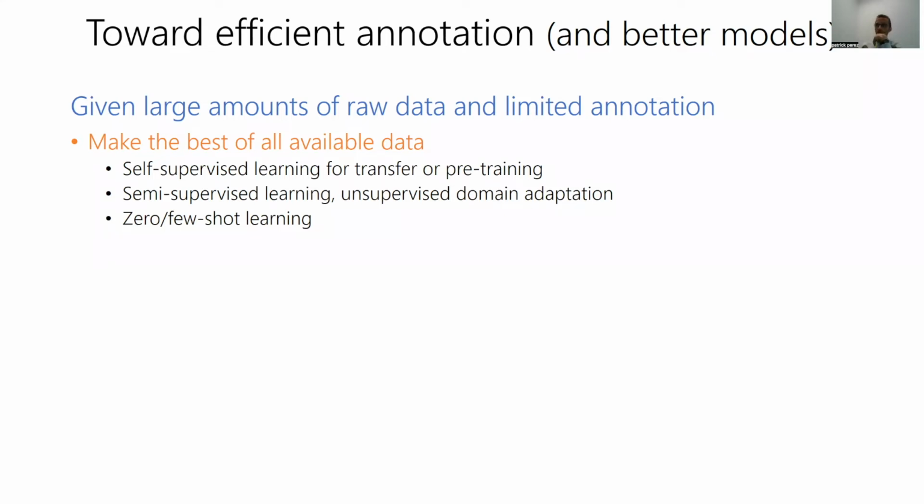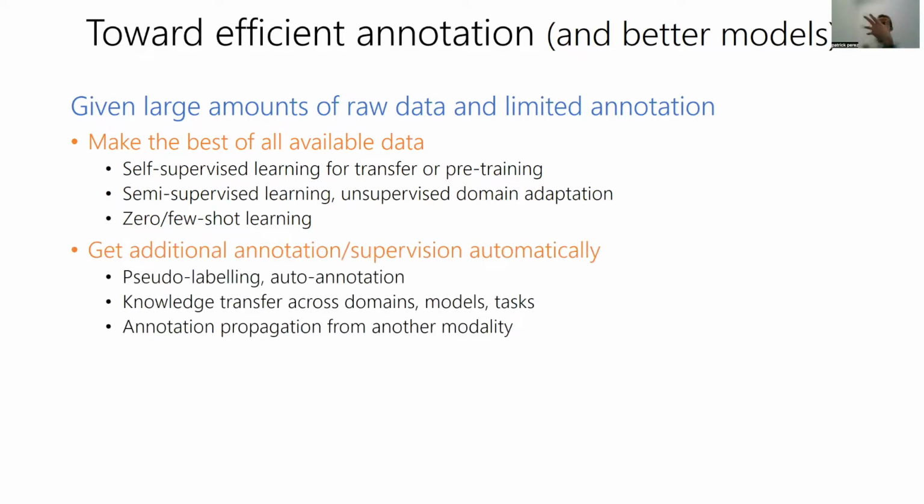You can do semi-supervised learning, which is a mix of annotated and unannotated data. One form of it, which I'm going to illustrate, is domain adaptation. Or you can also do zero-shot learning, few-shot learning, etc. Those are the classic things in machine learning when you have limited supervision. So this is just using what you have for now. And then you can try and expand your annotations from the ones you have already, in particular using some automatic way to annotate. It comes under different names like pseudo labeling, auto annotation, etc. So I will show examples.